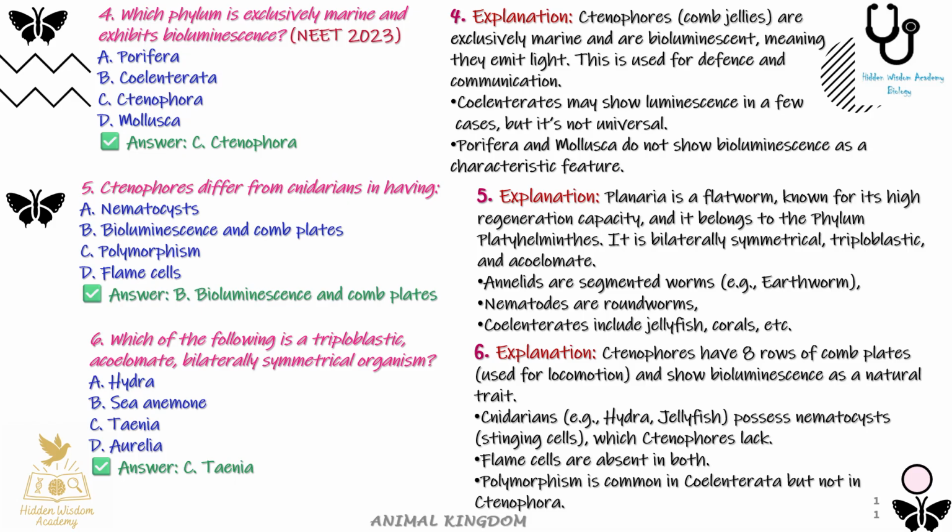Explanation. Ctenophores possess comb plates that beat in coordination for movement, and they are naturally bioluminescent. Unlike cnidarians such as Hydra and jellyfish, which have nematocysts or stinging cells, ctenophores lack these structures. Flame cells are absent in both groups. Also, while polymorphism is common in coelenterata, it's not a feature of ctenophores. The correct answer is option C, that is Taenia is a triploblastic, acoelomate, bilaterally symmetrical organism.